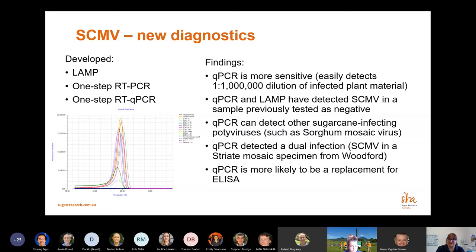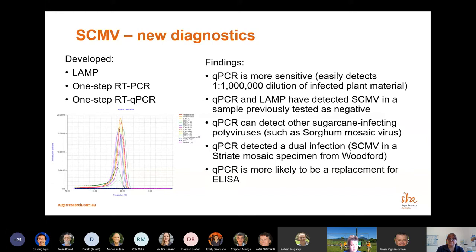So for us, we think that this one-step RT-qPCR is very likely to be a replacement for our current ELISA. It's more sensitive, and at this stage it seems to be able to detect the viruses that we're worried about.